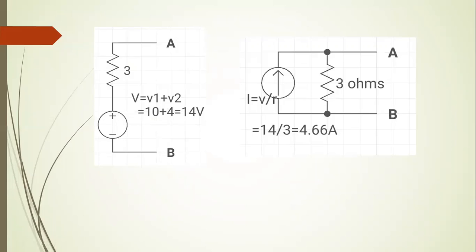So, finally converting the 14 volt voltage source and the 3 ohm resistor into a current source by I is equal to V by R. V is 14 and 3 is the resistor. V by R, 4.66, is our final current source, and a 3 ohm resistor is connected in parallel to it. Okay, so these are the two problems.